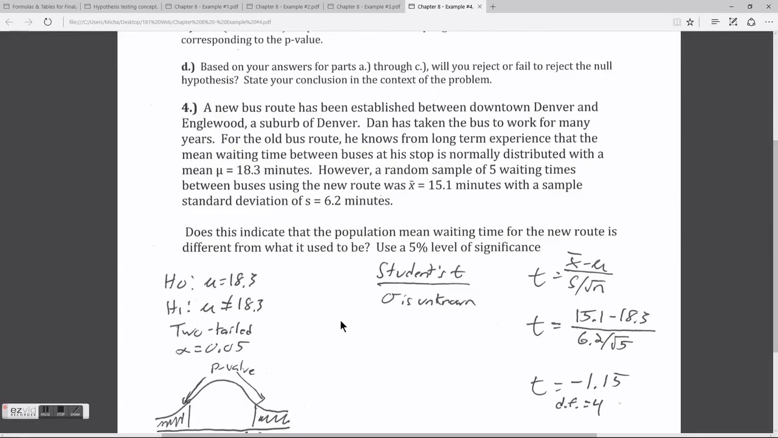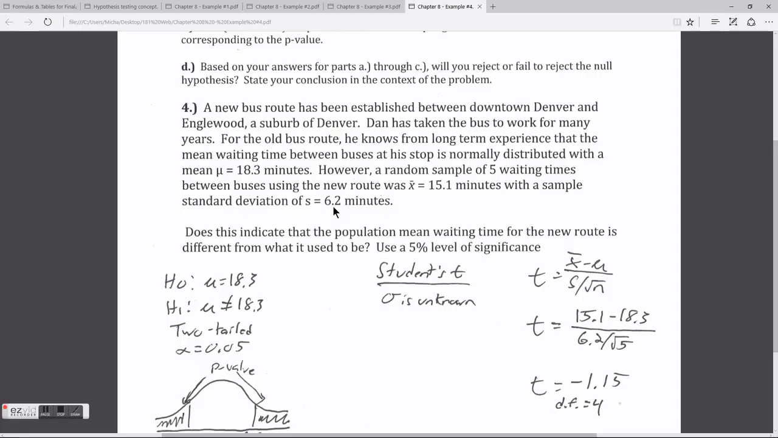For this last example, we're going to do some investigation into the waiting times between buses at Dan's bus stop. Previously, the average waiting time between buses was 18.3 minutes. But the bus began a new route, and during a random sample of 5 instances using the new route, the waiting time between buses was only 15.1 minutes. And we calculated the standard deviation of that sample to be 6.2 minutes.